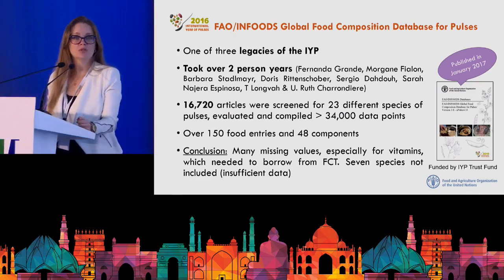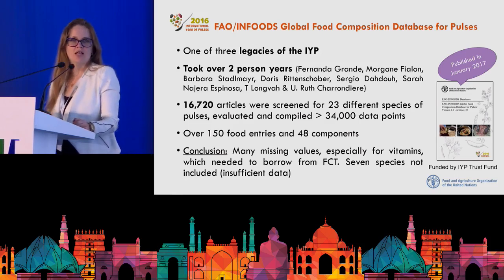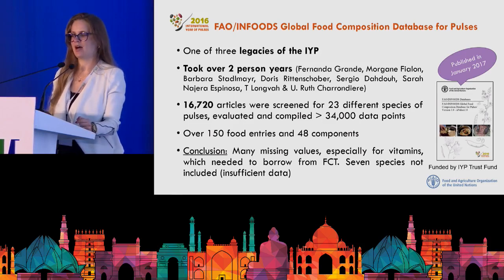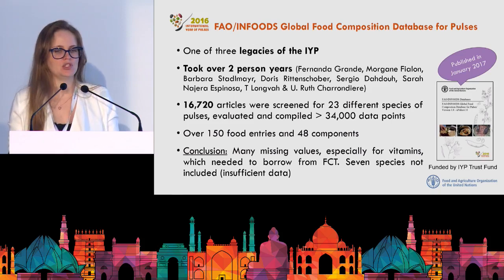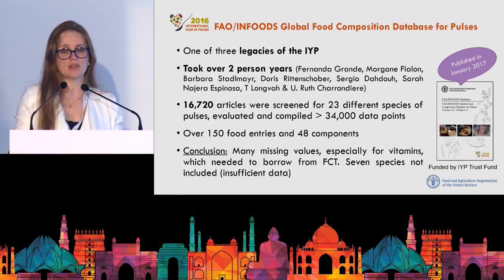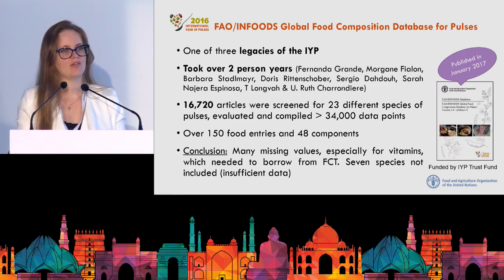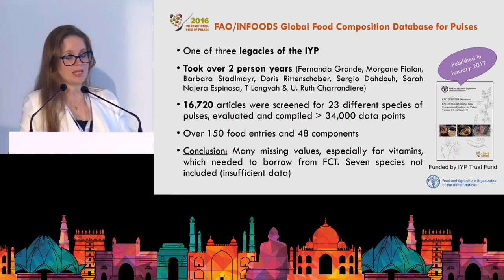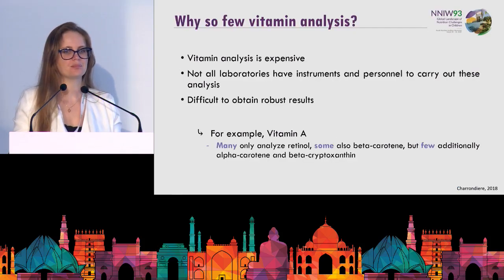And what were our conclusions at the end of this work? We still had many missing values, even compiling all this information from scientific articles. So we had to borrow data from other food composition tables, especially for vitamins. And out of the 23 species that we wanted to include in the food composition table, for 7, we could not include any information because we had very few data available.